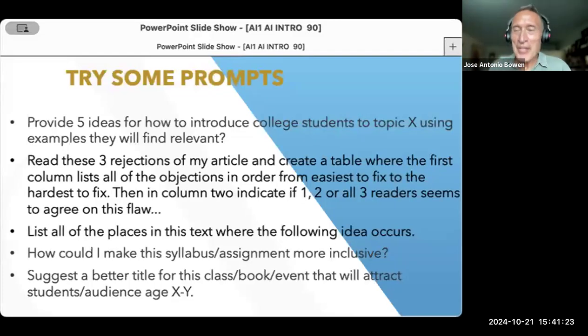But I said, look, here's what you're going to do. Upload your dissertation and all three letters into an AI, it doesn't really matter which one, and ask it to produce a table. In the first column, list all of the suggestions your three readers made, from easiest to fix to hardest to fix. In column two, do all three readers agree or disagree? In column three, if they disagree, what's the easiest way to make both of them a little happy? Done. She graduated.